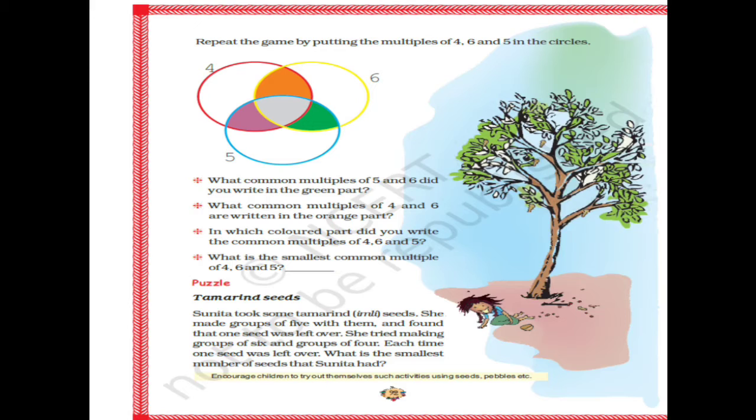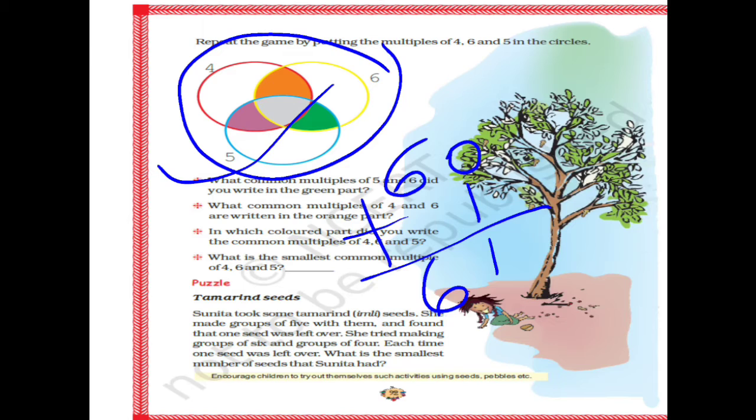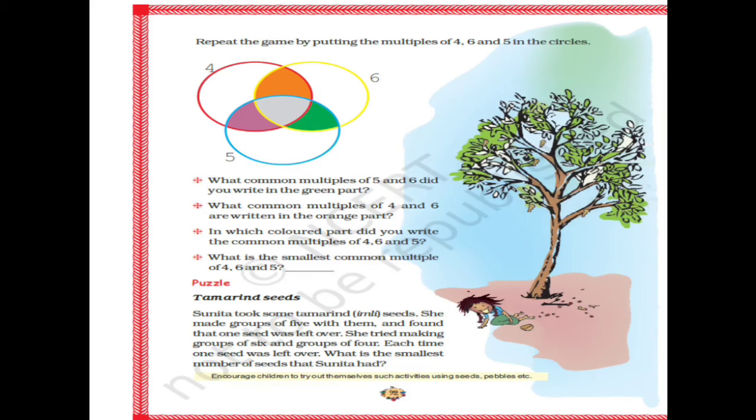So for that, in our previous question, we have found that the common multiple of 5, 4 and 6 is 60. So in that, we have to add 1. So 60 plus 1 will be 61. Therefore the smallest number of seeds that Sunita had is 61. She is having 61 seeds. So this will be your answer. Now let's see ahead.